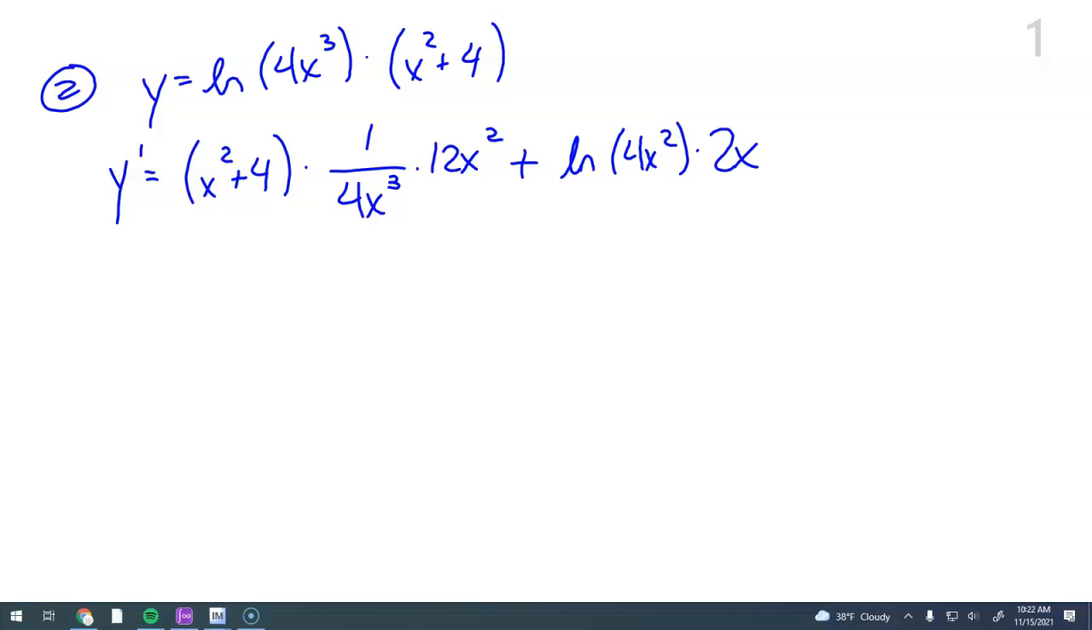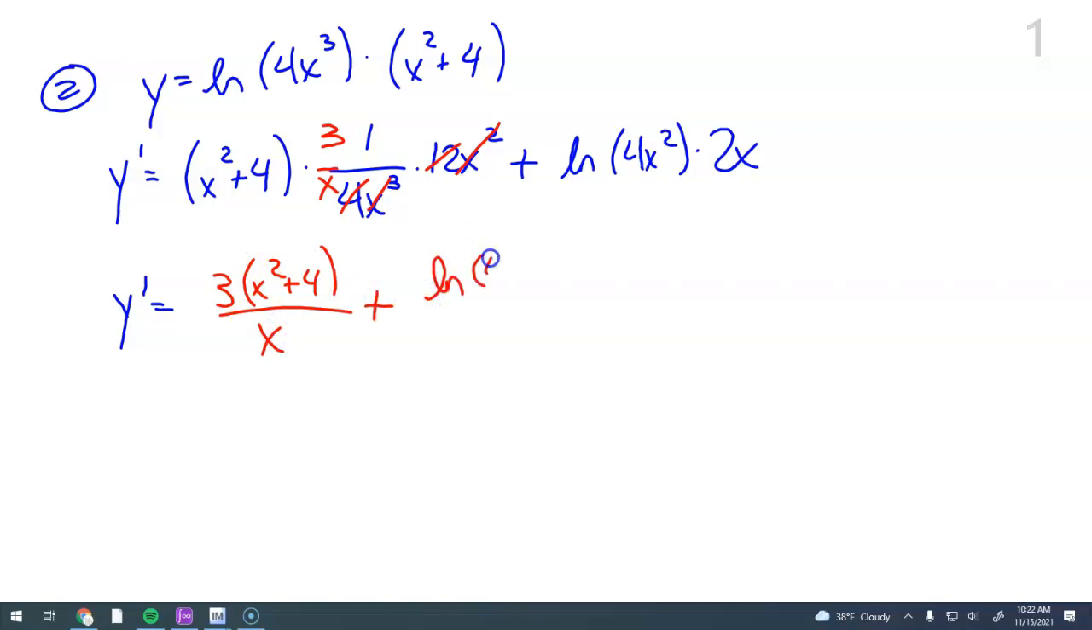So this is my second thing, and then the derivative of the first thing. The derivative of natural log of 4x to the third is 1 over 4x to the third times the derivative of 4x to the third. And then my first thing times the derivative of the second thing. And then I would probably write this as 3 on top and x on the bottom. So it'd be like 3 times x squared plus 4 over x plus ln of 4x squared times 2x.